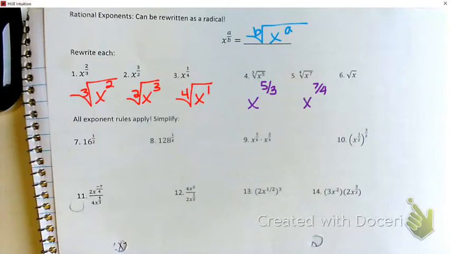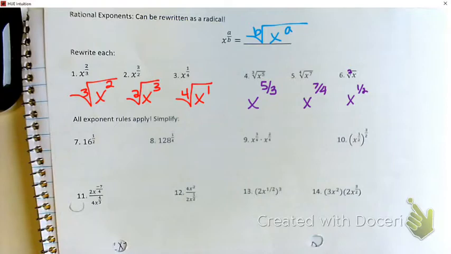On number 6, we talked about how it's understood that that is a square root of x. So it's understood that there's a 2 inside of there. Okay? And we would make that x to the 1/2. Don't just make it x to the 1 over 1, because that root's understood to be a 2 since it's a square root. Okay?